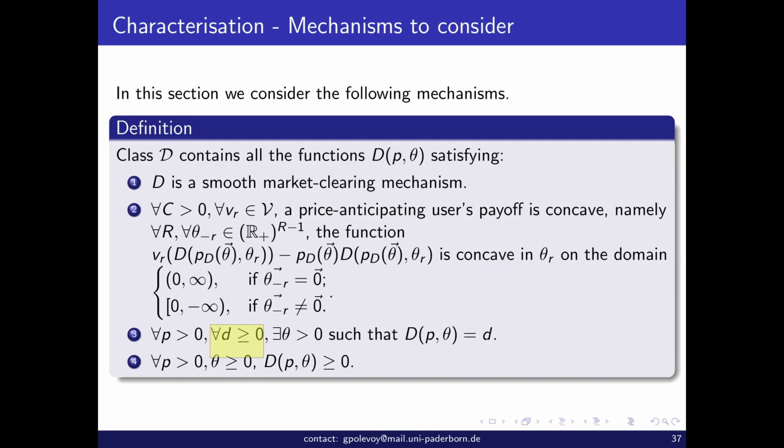So, last remark for today: these requirements are of course satisfied by our function, by the division, what is it called? Proportional sharing. Because D is definitely a smooth market clearing mechanism, as we have seen. Then the price anticipating utility as a function of your bid is indeed concave. I think actually we have shown that.